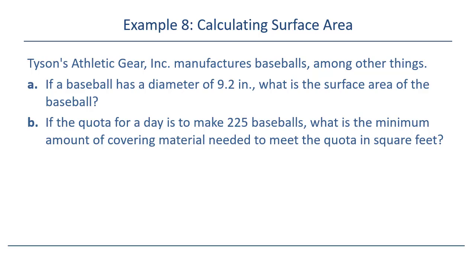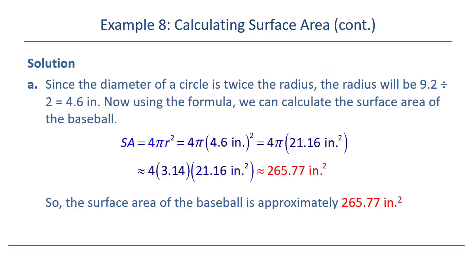Okay, Tyson's Athletic Gear Incorporated manufactures baseballs, among all sorts of other things. If a baseball has a diameter of 9.2 inches, what's the surface area? And if the quota for a day is to make 225 baseballs, what is the minimum amount of covering material needed to meet the quota in square feet? That's, of course, assuming there's no waste, which of course there will be when you're cutting out pieces of fabric to make a circle. In any case, let's look at what we've got to do.